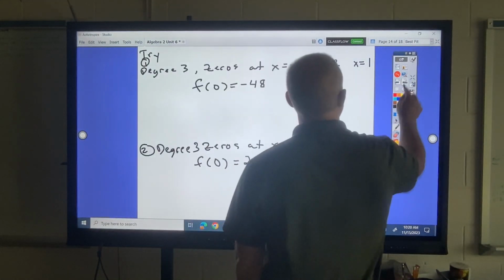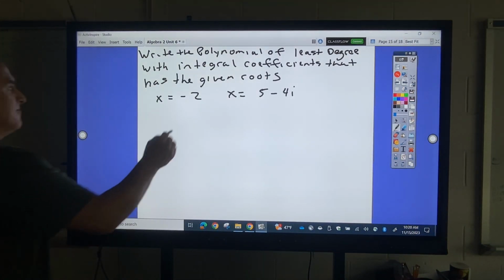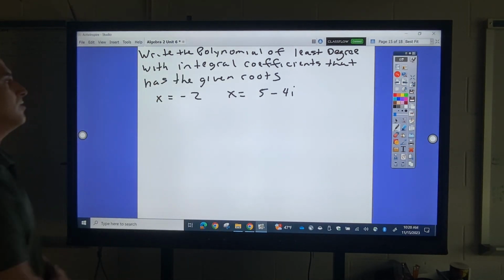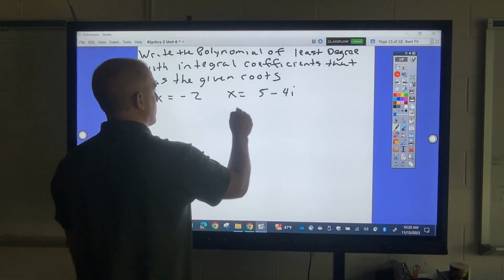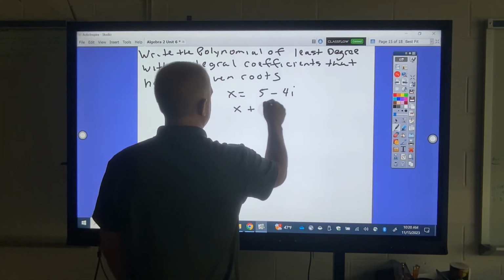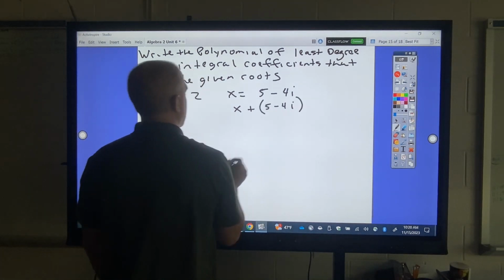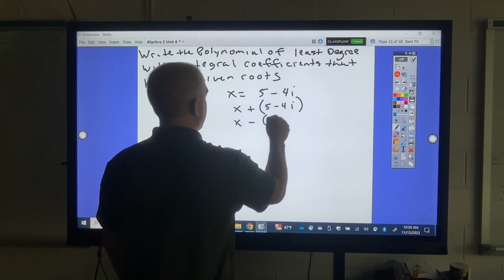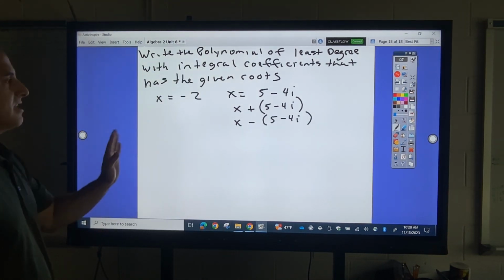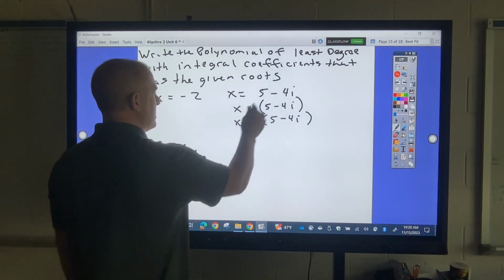All right. Now it says write the polynomial of least degree with the given coefficients. So what this means is I have a conjugate. I want to create two things: x plus 5 minus 4i, and x minus 5 minus 4i. Now, I think to make this easier on yourself, what you should do is figure out what these things mean.